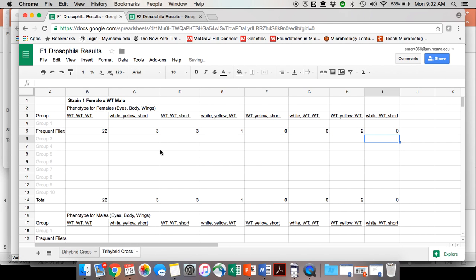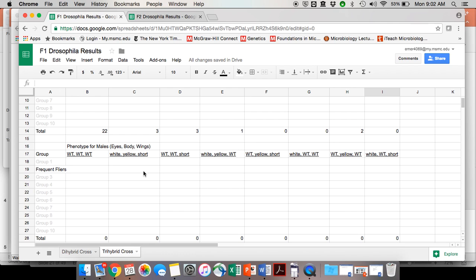And you can see it is tallying these on the bottom here. So as the groups put in their data, it will add these up. We can then do the same thing for the males.